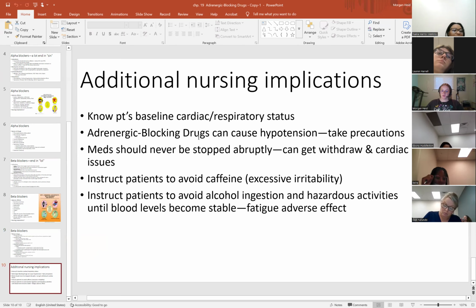And then just read through these, but basically know your patient's respiratory and cardiac baseline. All right, because again, these are going to be affected by these drugs. So you want to know where they're at before you give them a medication that can harm them in these ways. All right, because of the risk of orthostatic hypotension, teach your patient about fall precautions and to move slowly from position to position until they stand up. Again, never stop the meds abruptly. You need to taper off slowly, because you can go into withdrawal and get cardiac issues. All right, avoid caffeine, and then instruct your patient to avoid alcohol.